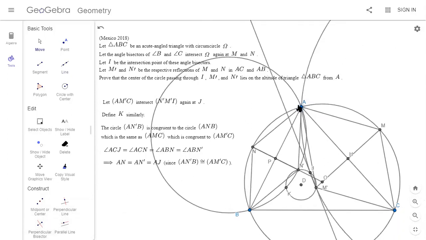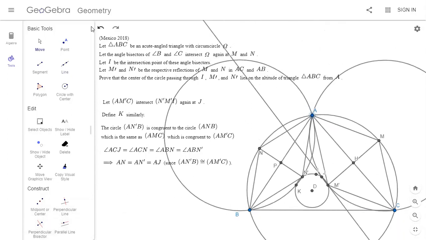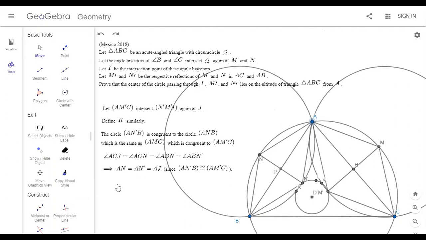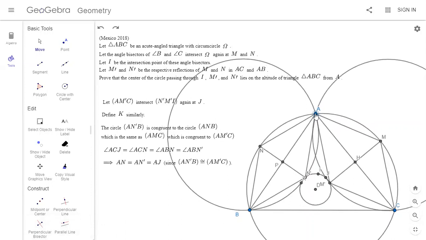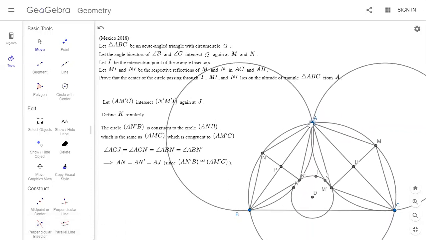Let me try some stuff here. E, B, C, and I are cyclic. Let's see, what is E? Oh, that's the point where they concur. Interesting. So yeah, it can't be that hard to show that CJ and I are collinear. It feels like it, or at least I don't know. Maybe it's harder than I think.